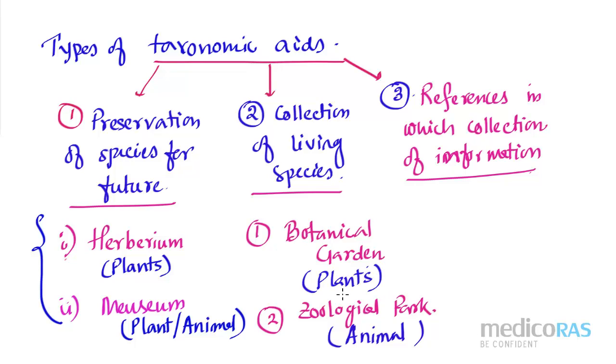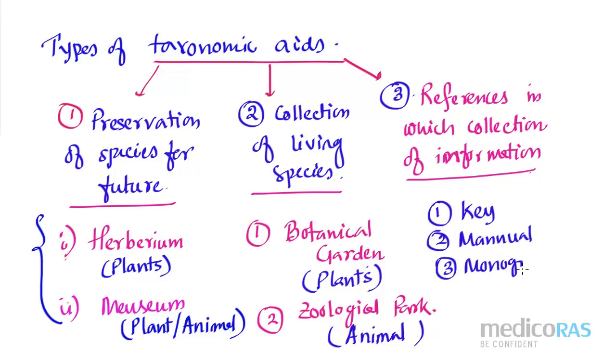Fine. If it is references, that means if it is in the form of book, in the form of journal, in the form of publications, then we have so many types of references, like key we have. Number 2, we have manual. Then we have monograph. Then we have flora. We have fauna. The catalog.